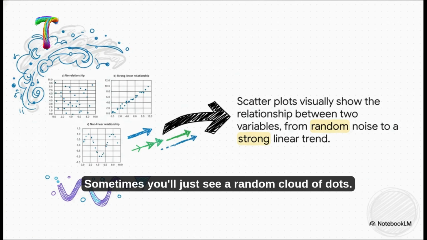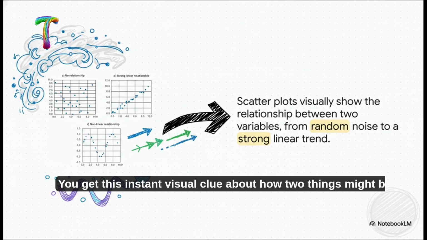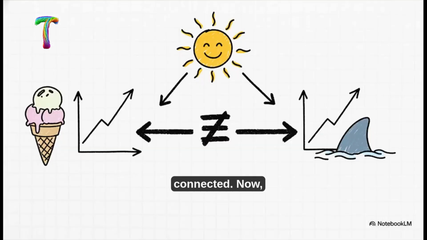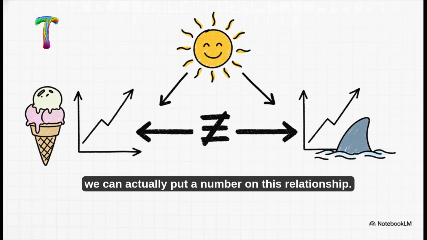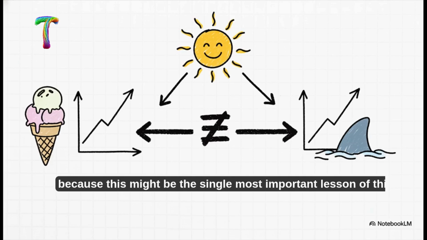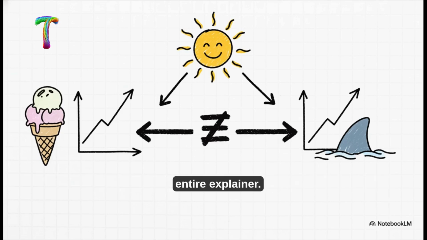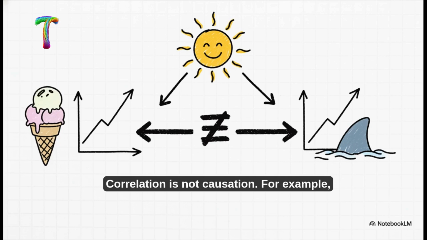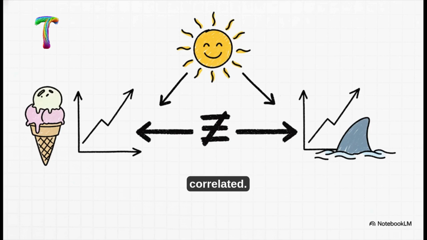Sometimes you'll just see a random cloud of dots. No relationship there. But other times, a clear pattern jumps right out, like that strong upward trend in the second chart. You get this instant visual clue about how two things might be connected. Now, we can actually put a number on this relationship. It's called correlation. But listen up, because this might be the single most important lesson of this entire explainer. Correlation is not causation.